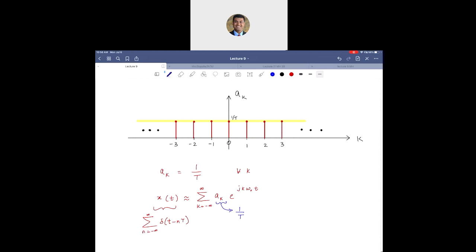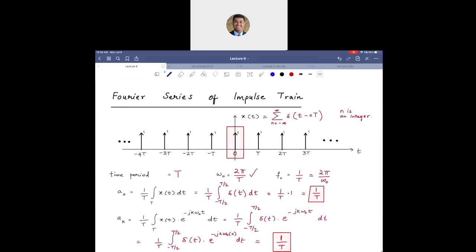Fourier series coefficients of an impulse train are 1 over T, where T is the time period of the impulse train. Questions about this? Questions about the Fourier series coefficients of an impulse train?